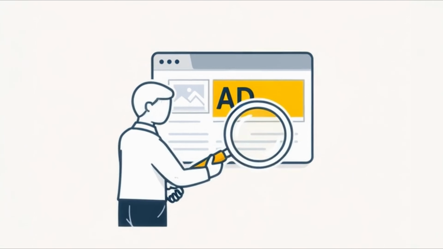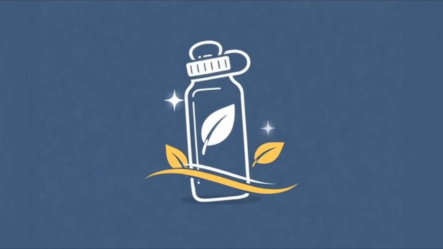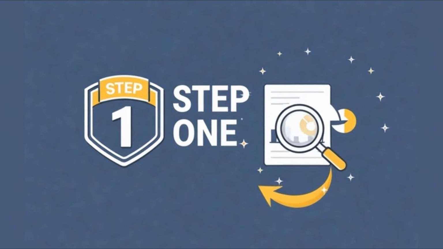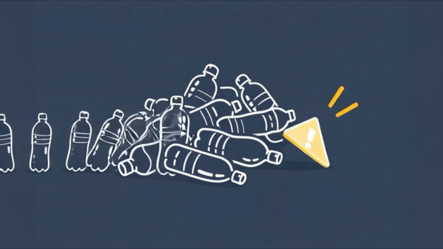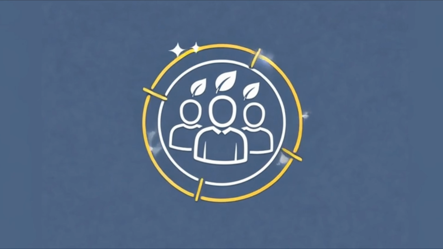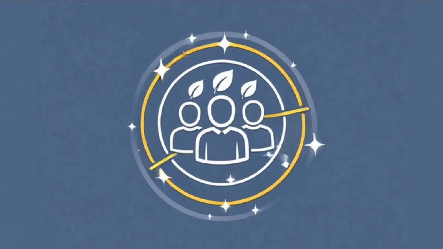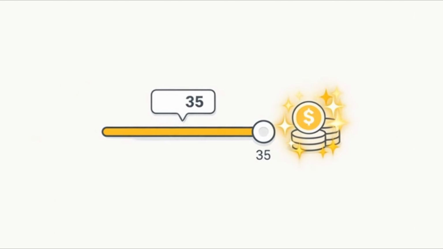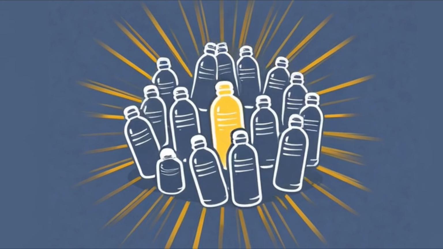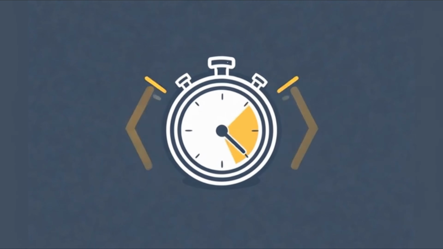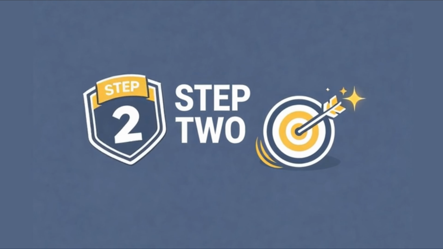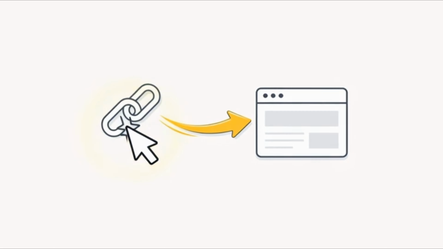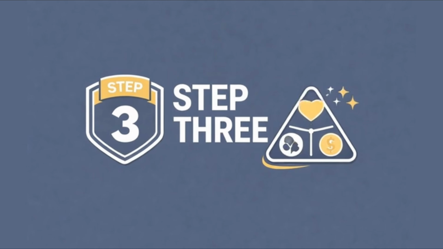Imagine you're analyzing an ad for a reusable water bottle made from sustainable materials. Step 1. Rhetorical situation. The exigence is plastic waste and environmental concern. The audience is environmentally conscious consumers, likely ages 18-35, with disposable income. The constraints include a crowded market of similar products and limited ad time. Step 2. Purpose. The goal is to get viewers to purchase this specific water bottle by clicking a link or visiting the website.